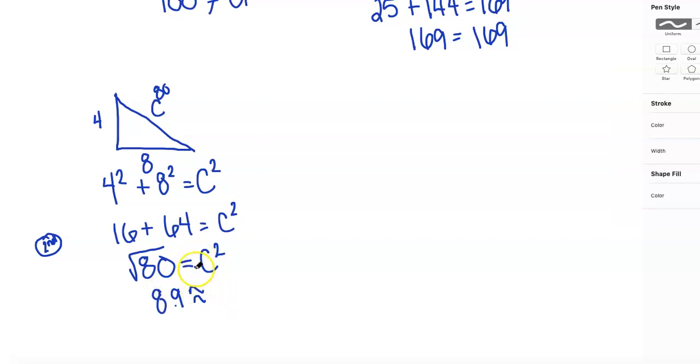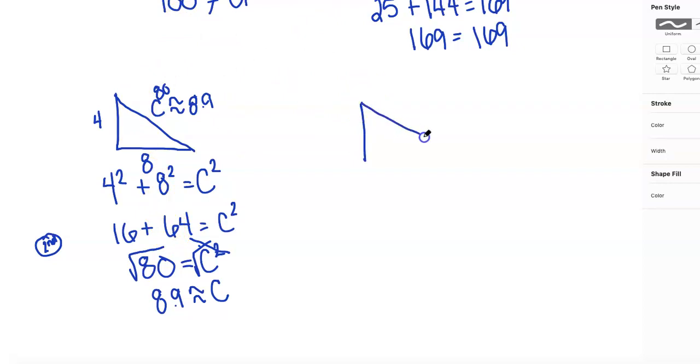Remember, you also have to take the square root of this. Remember, squaring and square root are opposites, so they cancel each other out. So c is going to be approximately 8.9, which, knowing my number sense, makes sense with 4 and 8. All right, let's do another one.